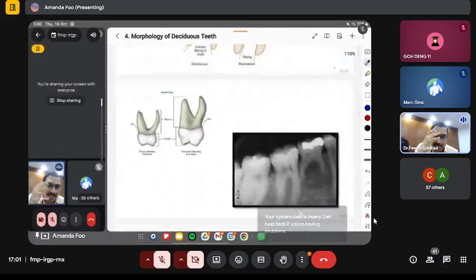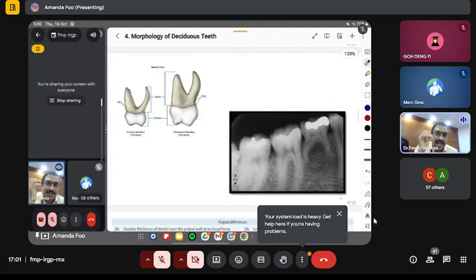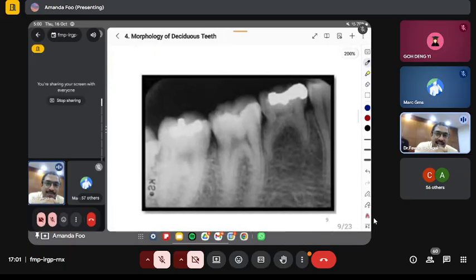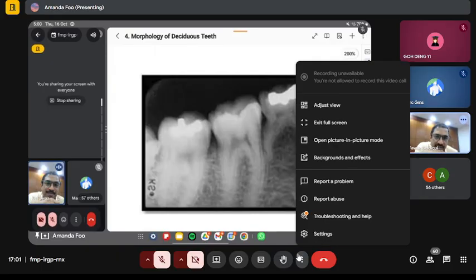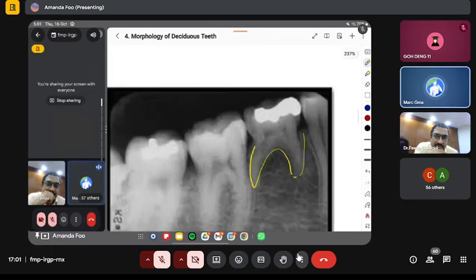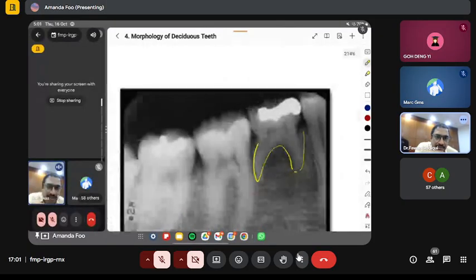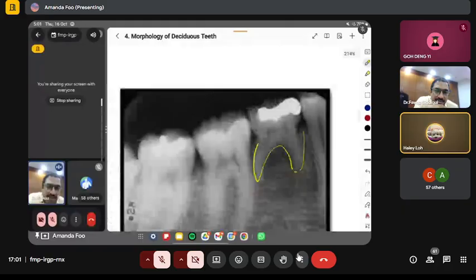Next picture. This radiograph typically shows your primary second molar and the permanent first molar. You can nicely see the flaring of the root, the length of the root, the length of the crown. Can anybody tell me what is that radio-opacity on the primary molar? Restoration. Okay, restoration. But where the roots are flared, where is the developing premolar? Retained deciduous, doctor.